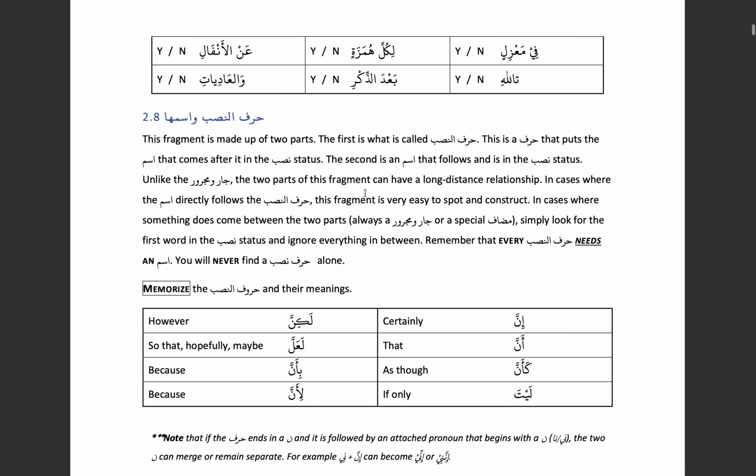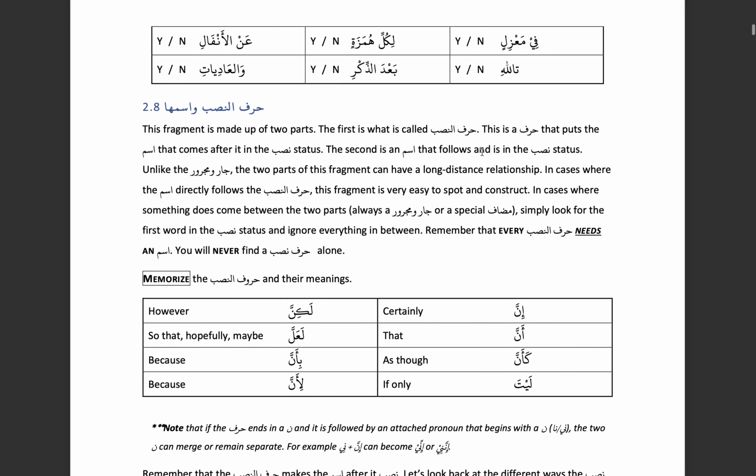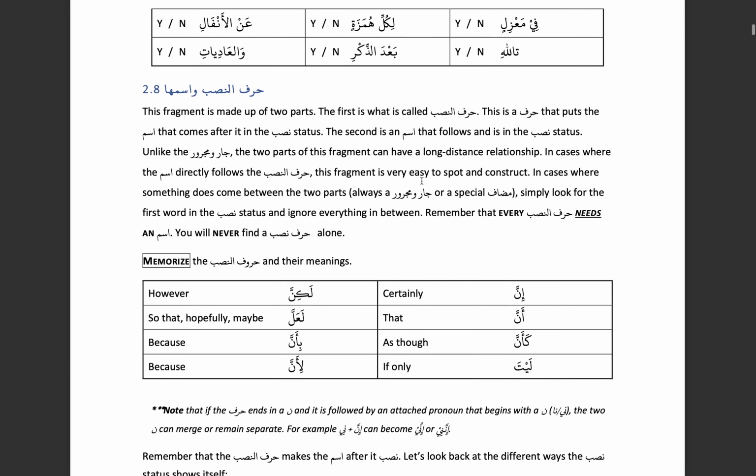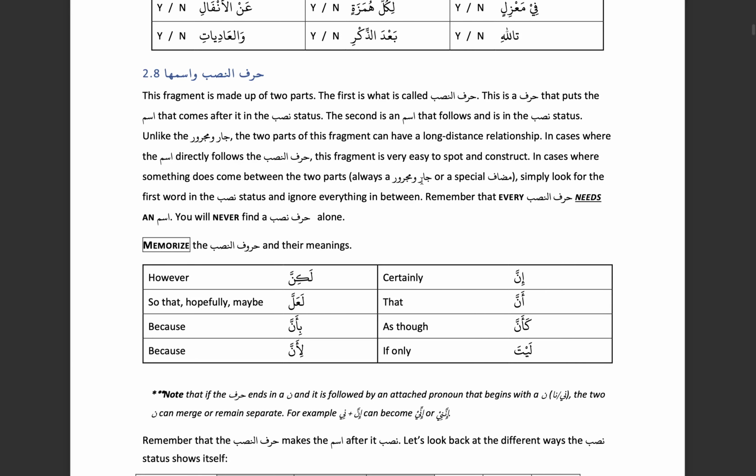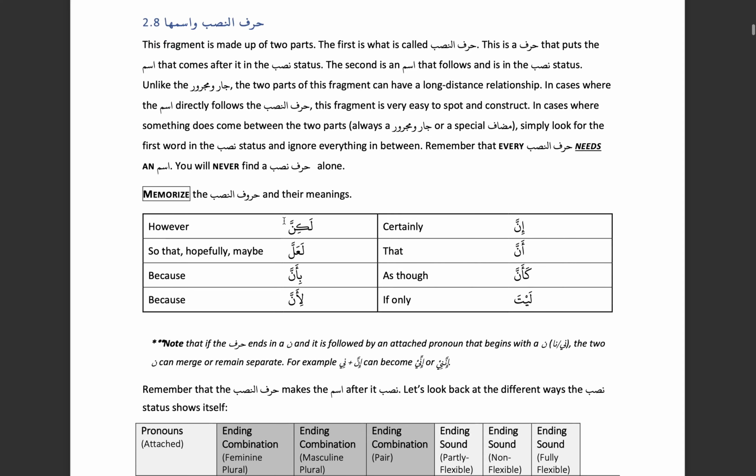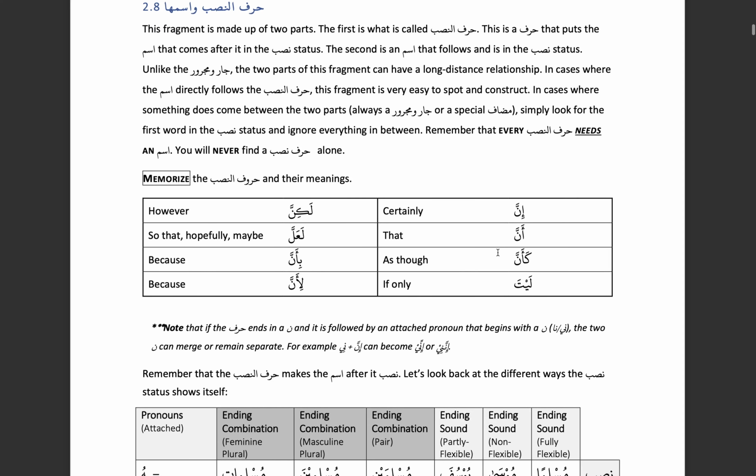Idhaafah. We know that it has two parts, like we learned in the last two classes. The first is called Harf of Nasb, then of course its Ism. And the Harf of Nasb are: لكن لعل بأن لأن ليت كأن أن إن. So Ustadh took our time to explain what each one actually means.